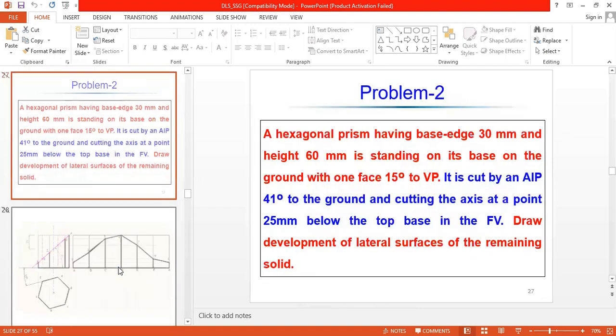Then the next problem is a hexagonal prism having base edge 30 mm, height 60 mm, standing on its base on the ground with one face at 15 degrees to the VP. It is cut by an AIP at 41 degrees to the ground, cutting the axis at a point 25 mm below the top base in the front view. Draw the development of the lateral surface of the remaining solid.